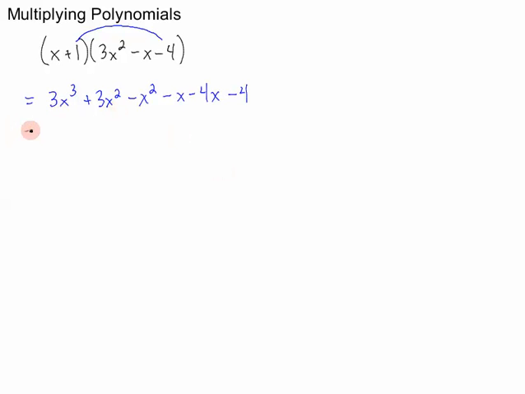And now I combine like terms. So I have 3x cubed, 3x squared minus x squared is plus 2x squared, negative x minus 4x is negative 5x, and we have negative 4 on the end.